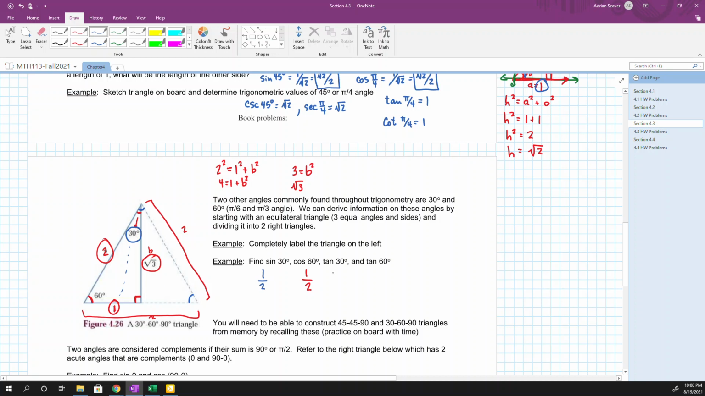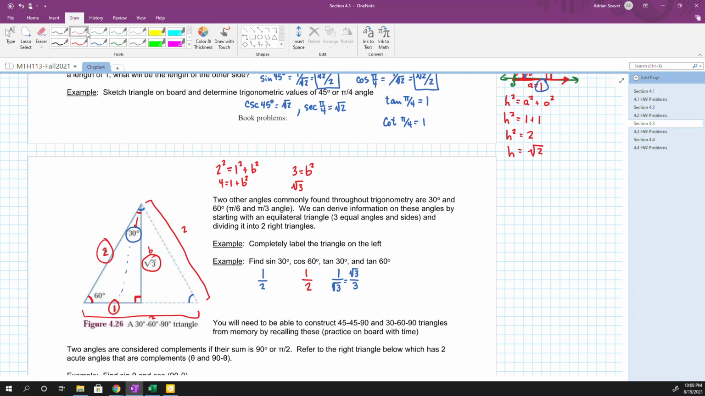So tangent of 30 degrees, that means I'm basing it on this angle. So the opposite of that angle is 1, and over the adjacent side, so the adjacent side to 30 degrees here, keep in mind, is this side right here. Not the 2, that's the hypotenuse. So it's going to be the square root of 3. So it'll be 1 over square root of 3. Simplify that down, it becomes square root of 3 over 3 when you rationalize that denominator.